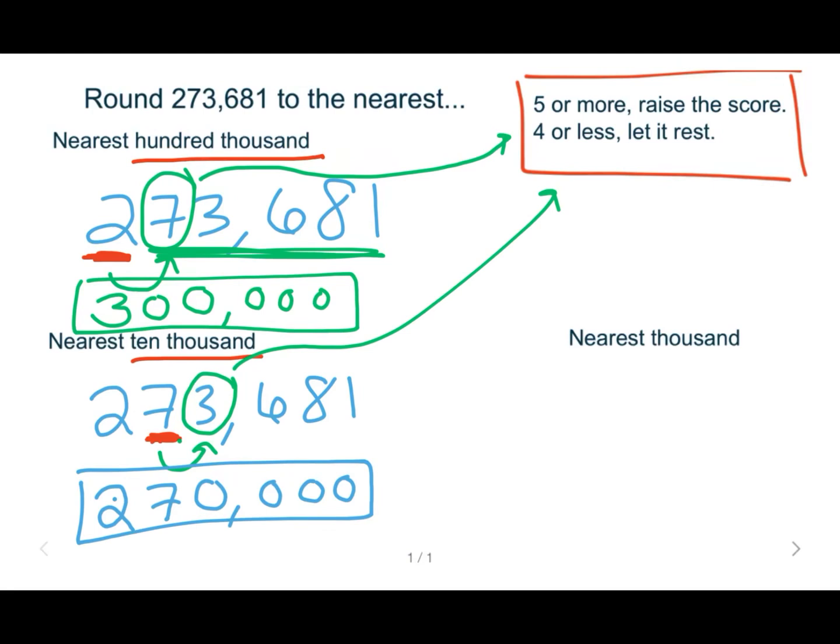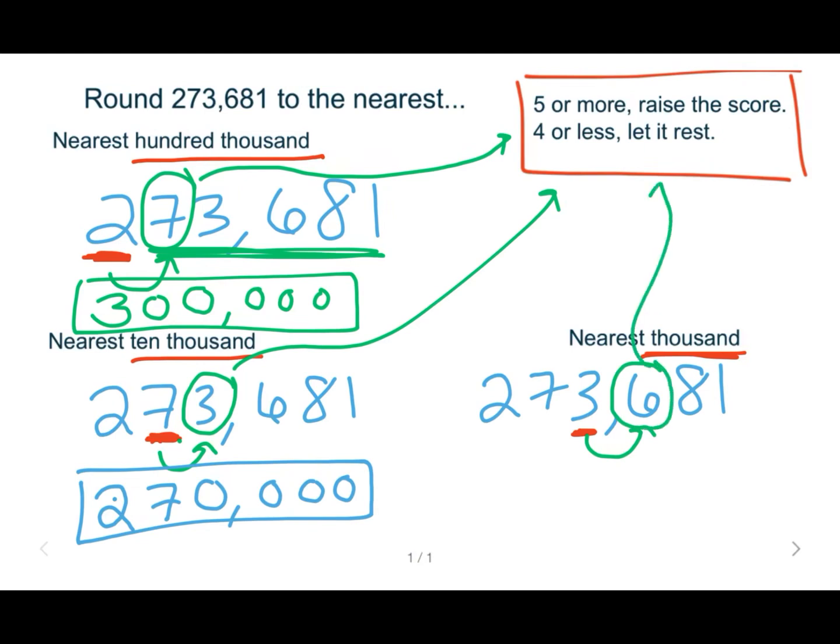All right, cool. Let's do one more example. We've got our same number, 273,681. This time we're going to round it to the nearest 1,000. So I'm going to underline my words. I'm going to look for which digit is in the thousands place. Underline that. I'm going to look next door. I see we've got a 6 here.